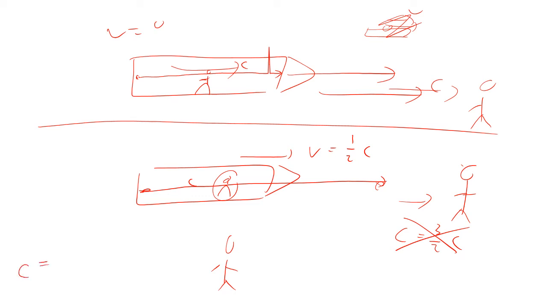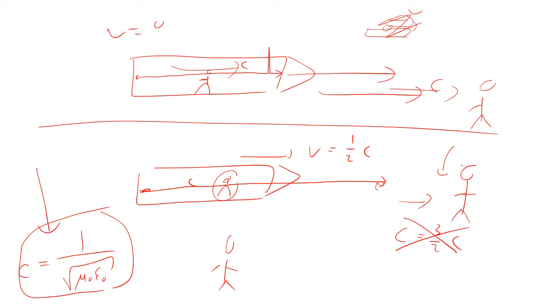We know the speed of light is 1 over the square root of mu naught epsilon naught. Those are constants, right? So this person is measuring electric and magnetic fields. Because they're measuring electric and magnetic fields, they must measure that speed of light. Okay, so now the question is, as the light's passing this person, what do they measure? Do they measure the speed as 1/2 the speed of light? Well, that doesn't make sense either, because that person's also measuring electric and magnetic fields.